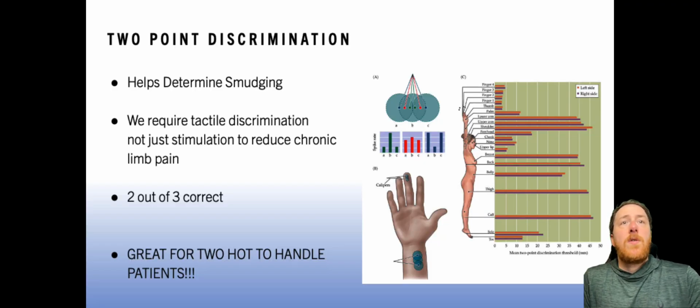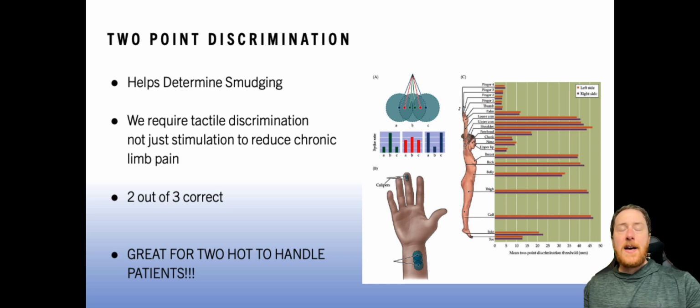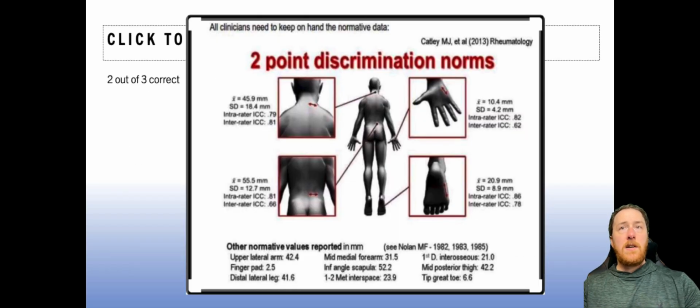All right, so again, 2-point discrimination. Think about the noisy neighbors, right? When we have pain, that pain will spread. Our 2-point discrimination will get very much out of whack. So we can measure this. We have measurements. And if it is out of whack, we can actually train it and help people. So here are your norms.